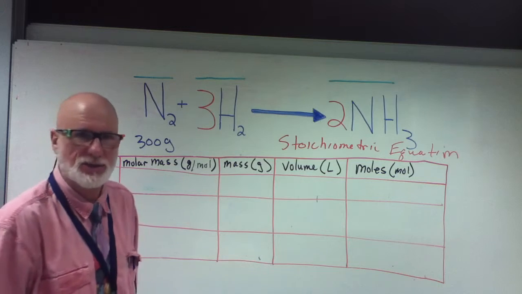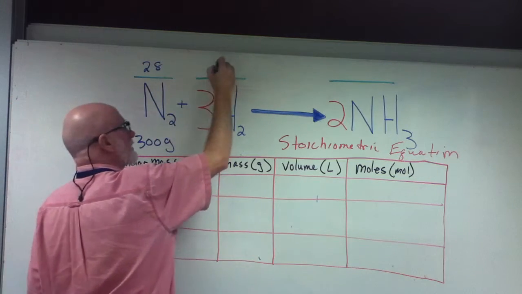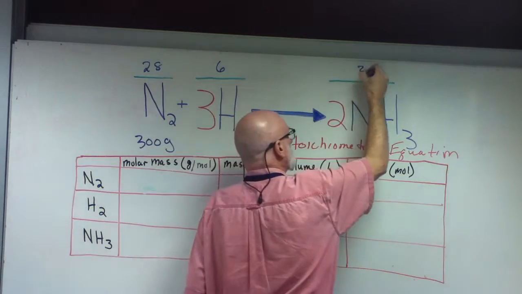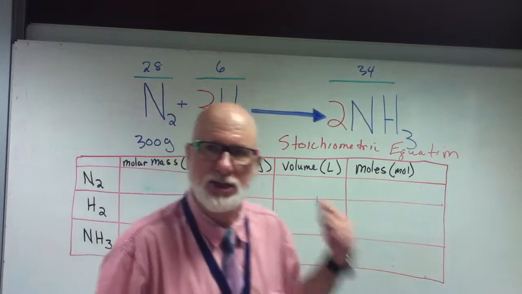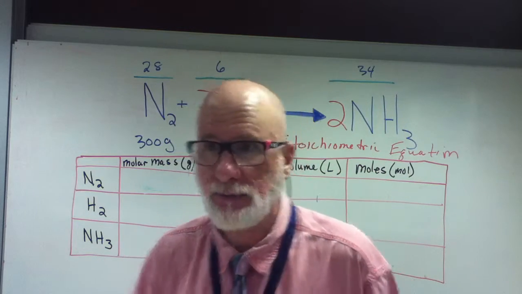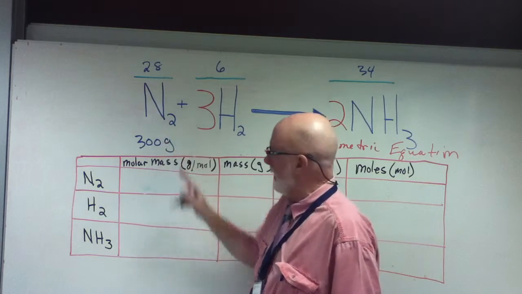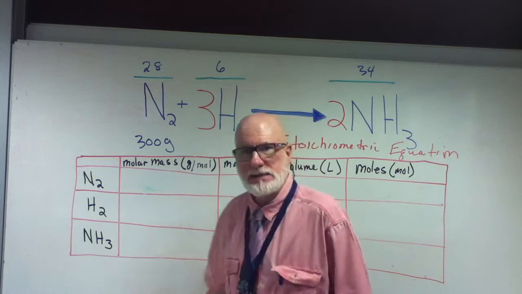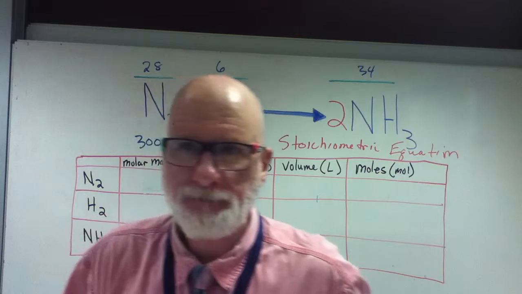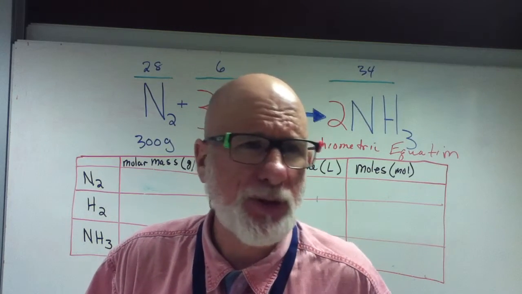Very simple calculations, okay? Now, first thing you do is you put in your masses. Remember, this is a stoichiometric equation. Complete balanced formula equation. It's called a stoichiometric equation. Okay, 300 grams of this, right? Now, in this column, I just want to simply put, and there's a reason why I'm doing it this way, I want you to put the molar masses.